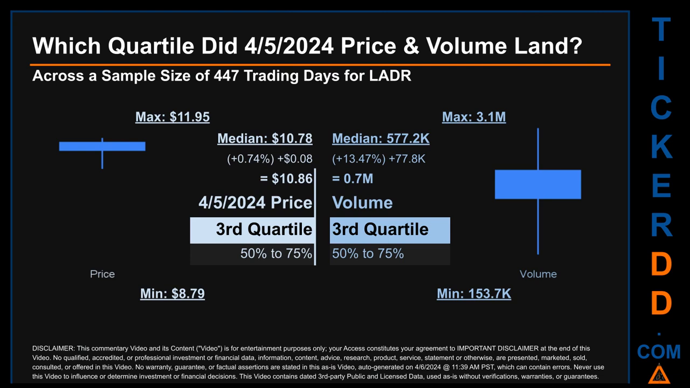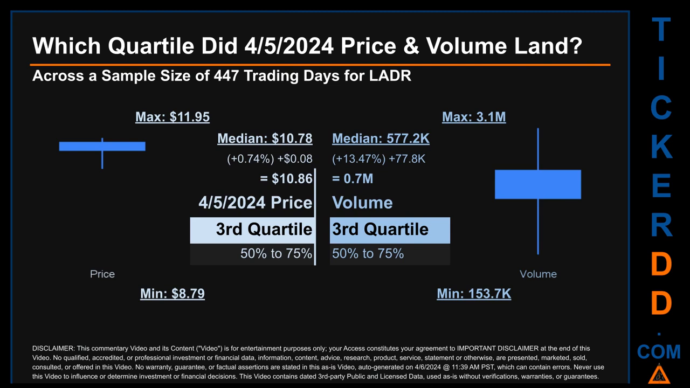Which quartile did the 5th of April 2024 price and volume land? Across a sample size of 447 trading days, the maximum end-of-day price for LADR was $11.95 while the minimum was $8.79. Within that price range, the 5th of April 2024 price, of $10.86, landed within the third quartile, placing it within the 50% to 75% range of all sampled end-of-day prices.